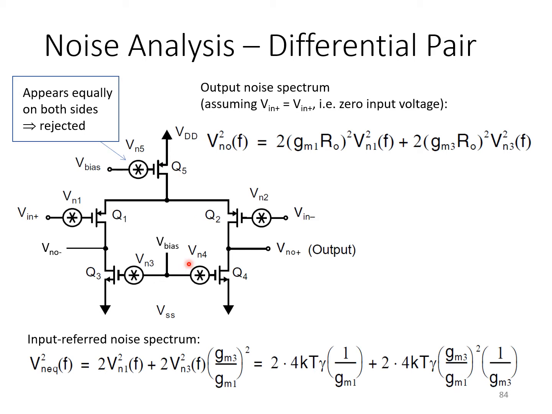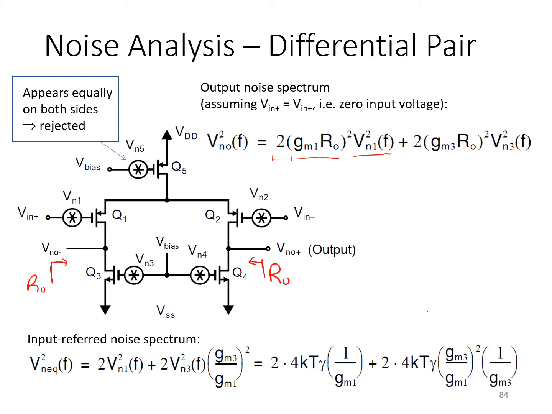Then we've got just noise contributors from Q3, Q4, and Q1, Q2. VN1 and VN2 get amplified by GM1, which we assume is equal to GM2, and turned into a noise current. That then gets multiplied by the output resistance, which we're denoting RO in this case, and is assumed to be equal on both half circuits. Moreover, we assume that VN1 and VN2 are the same. So each sees the same gain, GM1 times RO, and since there's 2 of them, we add together their power spectra with the factor 2 here.